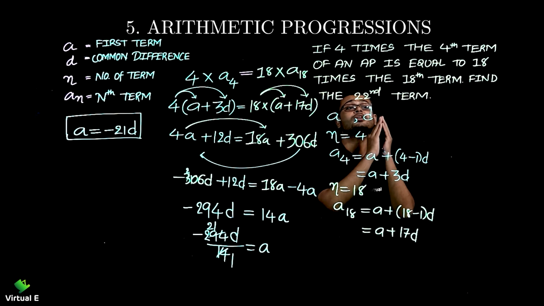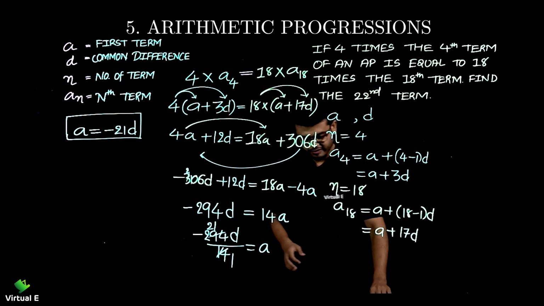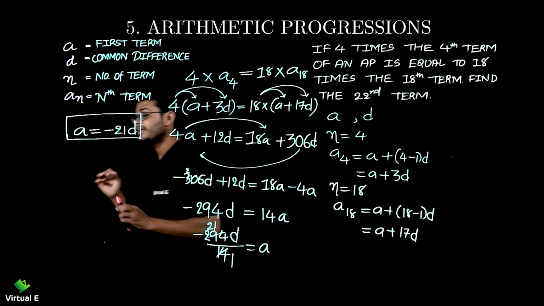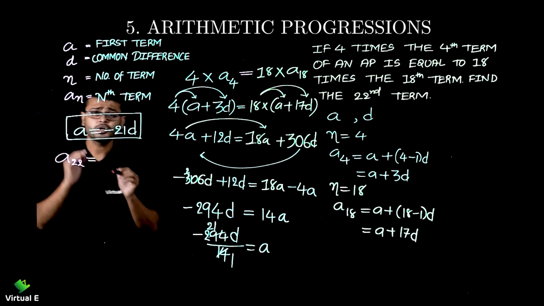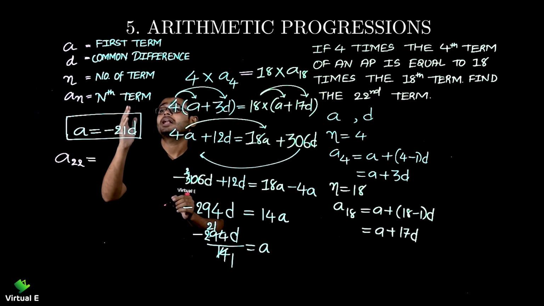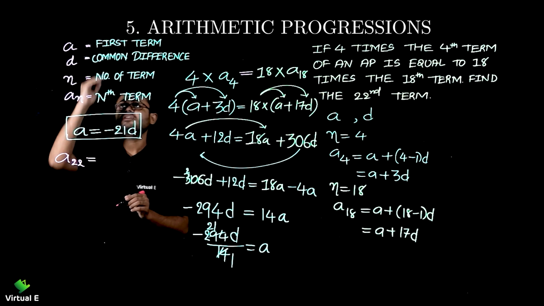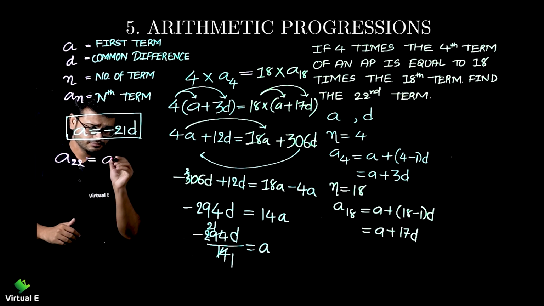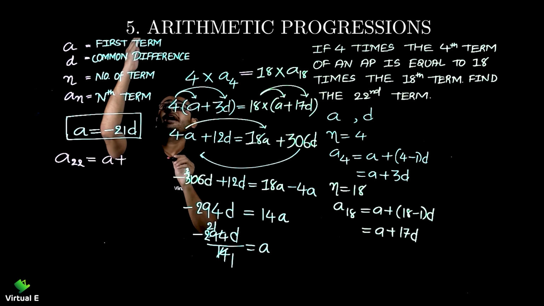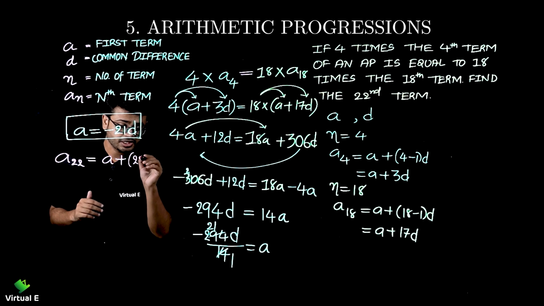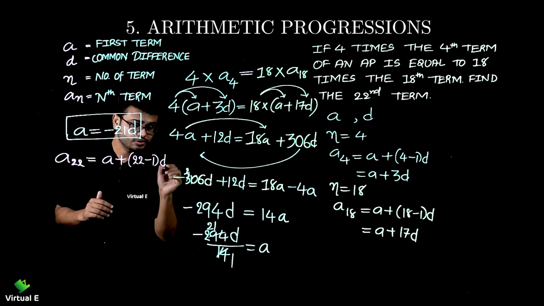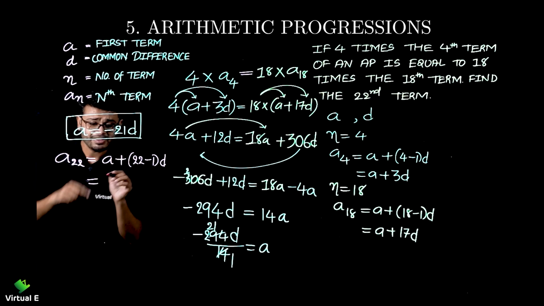We want to find the 22nd term. We want to find A22. So let's substitute the value into the formula. First of all, A as it is, plus n minus 1. What is the value of n? 22. So 22 minus 1 into D. So what is the value of A?